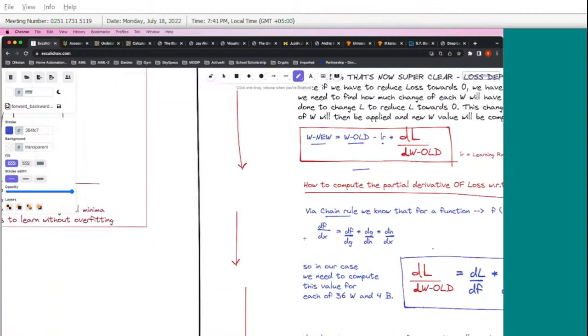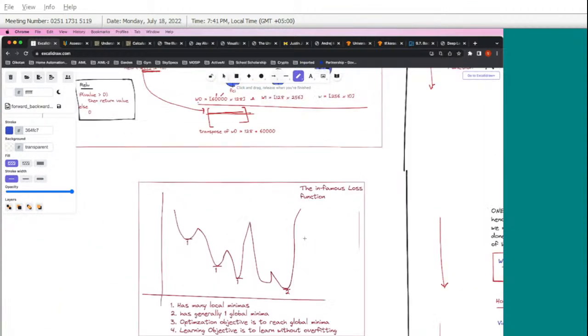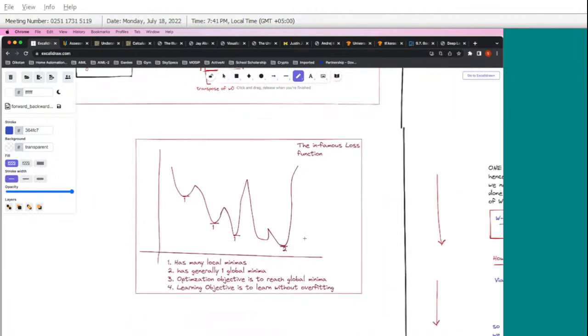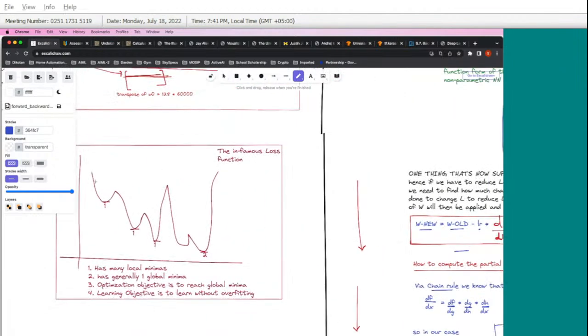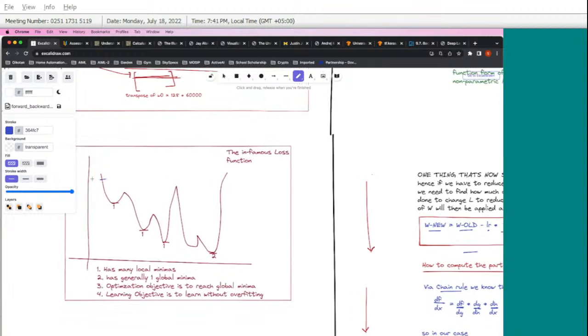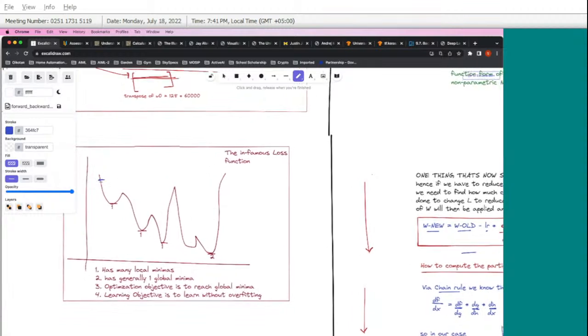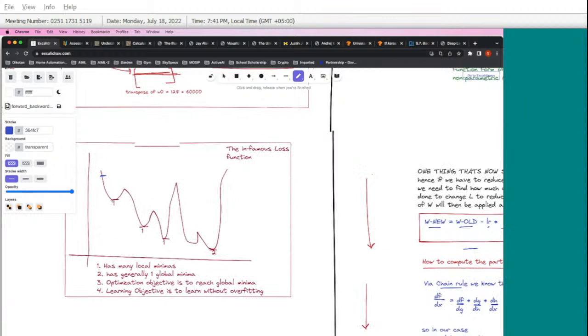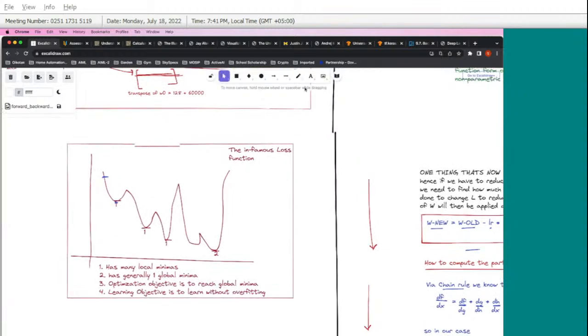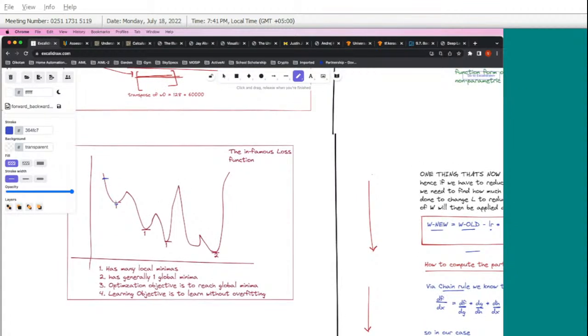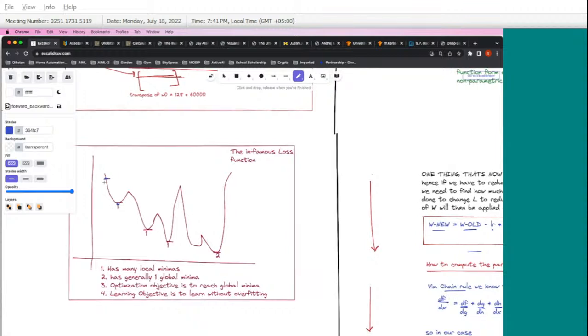So now this was my loss function, remember? So this was my W old. My objective is to reach here. As of now, I only know some sort of local minima. So this is my W old. The only way to reach is to go down. I can't go up because up means high value.